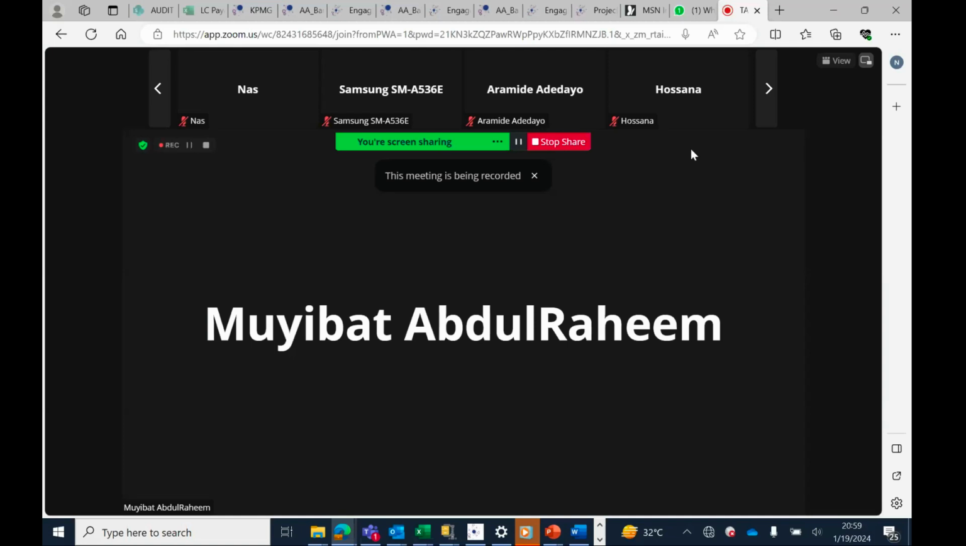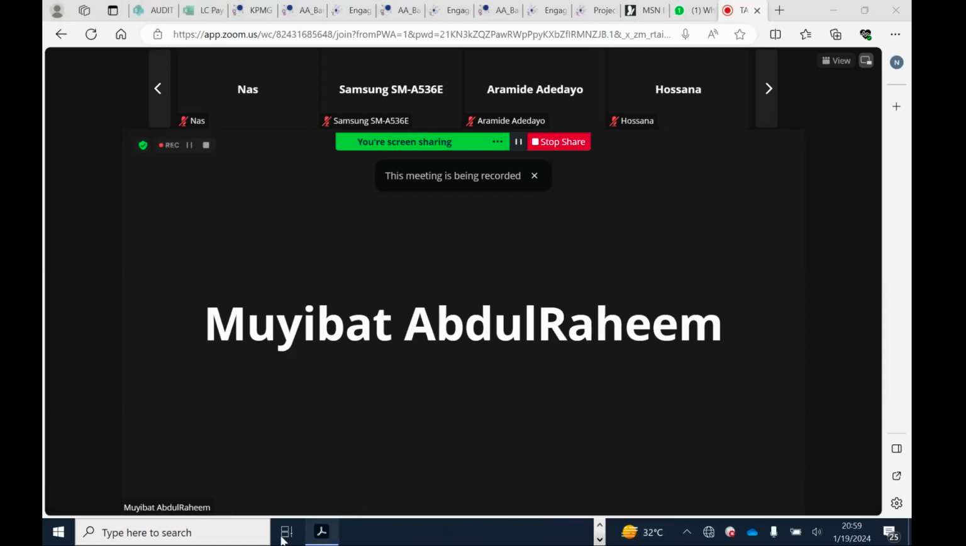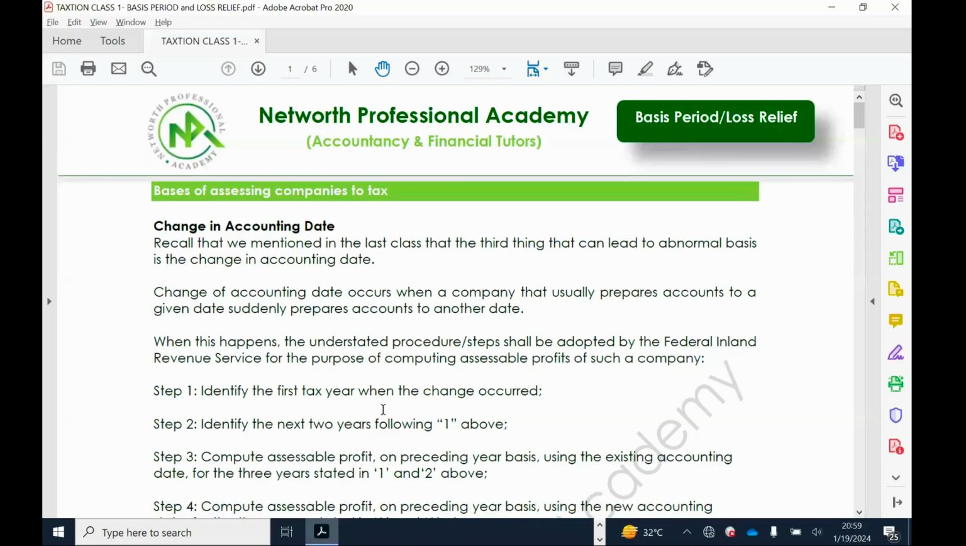So for today, let's just move straight because we might be ending the class earlier than 11 p.m. today. All right. For today, we are talking about the third reason that leads to abnormal basis, which is changing accounting dates. So I said that you should recall. Can you all see my screen, please?